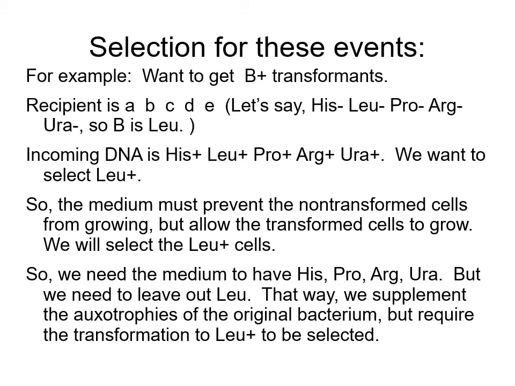So we certainly have to have a medium that does not contain leucine, because we want to select for those cells which have acquired the wild-type allele from the outside world. Meanwhile, the cell is auxotrophic for a whole bunch of things, so we need to add to the medium histidine, proline, arginine, and uracil to supplement the auxotrophies other than leu. So in order to do this, we will have a minimal medium with glucose that will have histidine, proline, arginine, and uracil, but leave out leu. And that way we're going to be selecting for the transformation of the B, which is to say leu, to be selected.